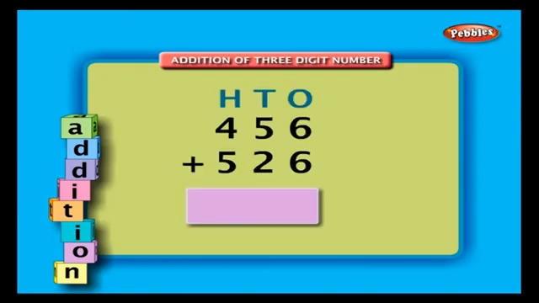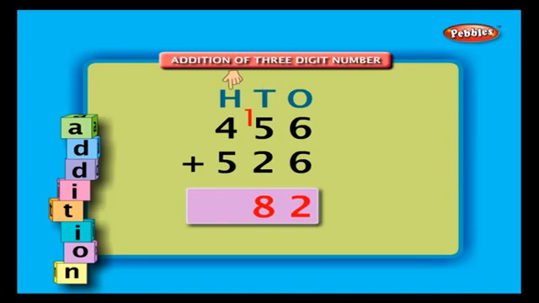Example 2. Add 456 and 526. Arrange the numbers in a column. First add the ones column. 6 ones plus 6 ones is equal to 12 ones. 12 ones is equal to 1 tens plus 2 ones. Write 2 below the ones column and carry over 1 tens to the tens column. Now add the tens column. 1 tens, which is the carryover number, plus 5 tens plus 2 tens is equal to 8 tens. Write 8 below the tens column.